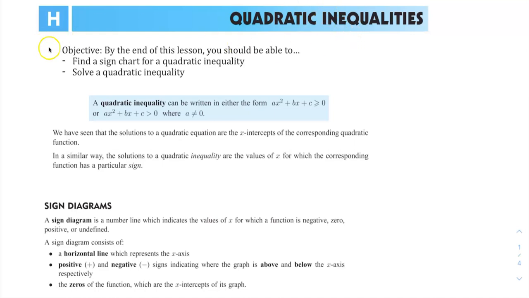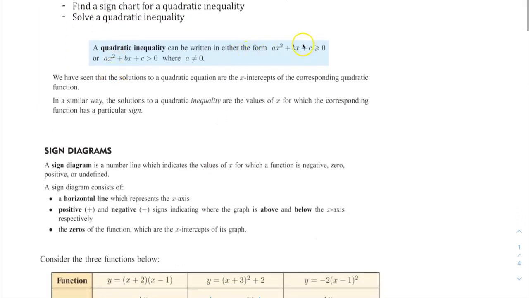Quadratic inequalities objectives. By the end, the student should be able to find a sign chart for the quadratic inequality and solve a quadratic inequality. So what's a quadratic inequality? It's just a quadratic with an inequality, as you can see here, right? So greater than, it could be less than, greater than or equal to, less than or equal to. It's all the same.